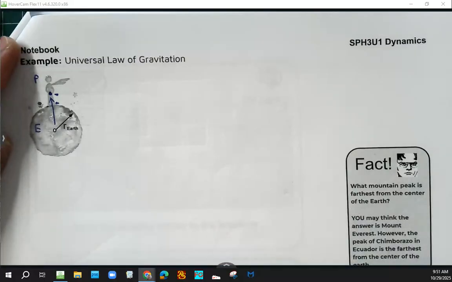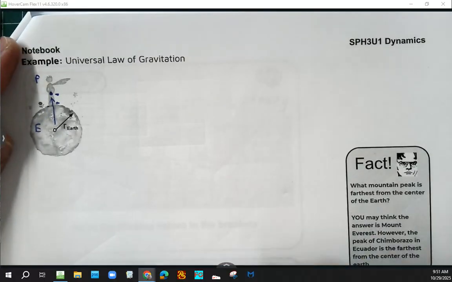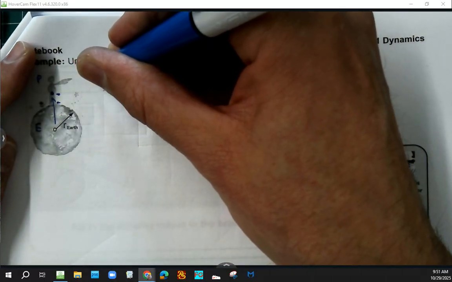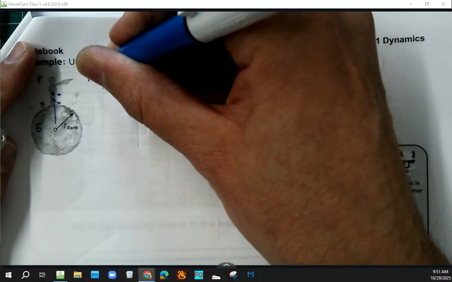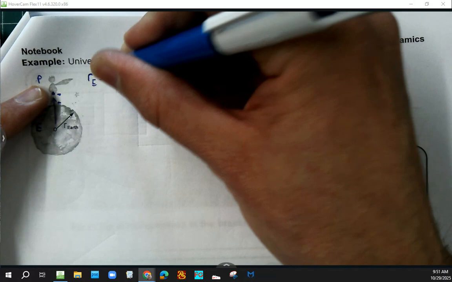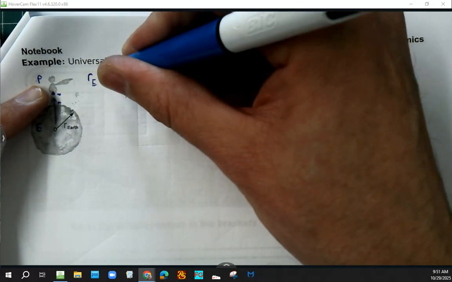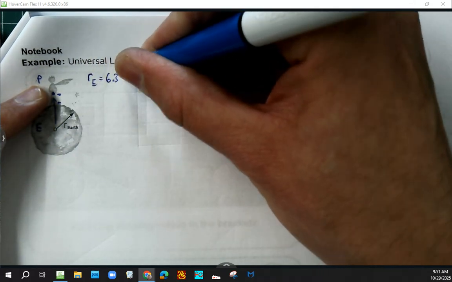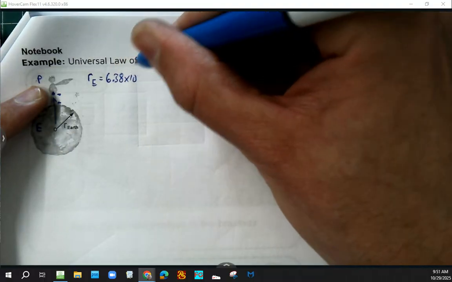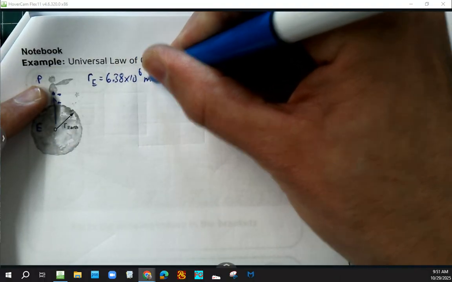When we're talking about these universal law of gravitation problems, when you're sitting on the surface of a planet, we talk about the distance between the center of mass of the person and the center of mass of Earth as being just the radius of Earth itself. So 6.38 times 10 to the power of 6 meters.